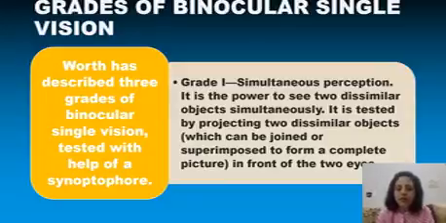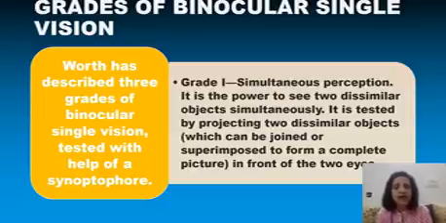It is the power of the eyes to see 2 dissimilar objects simultaneously, and so it is tested by projecting 2 dissimilar objects which are joined in front of both the eyes. That is a bird in a cage.